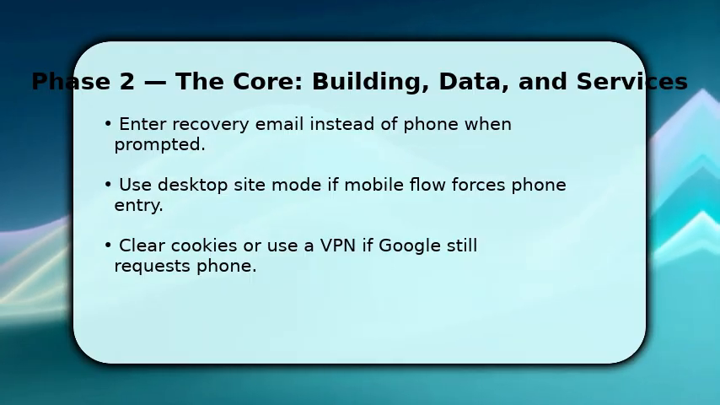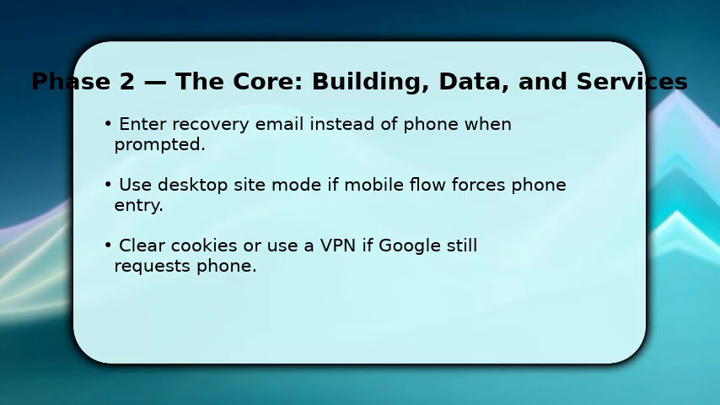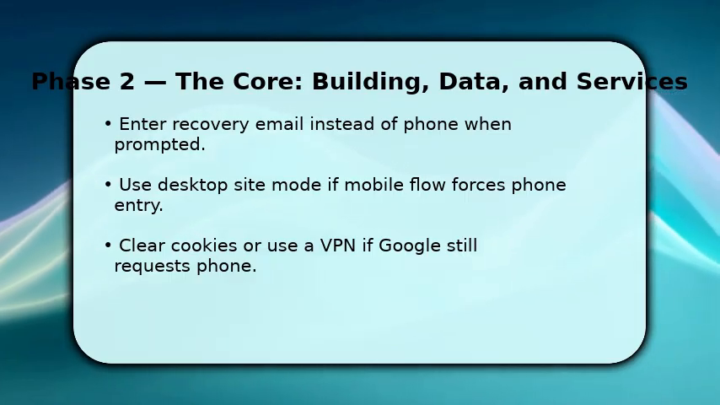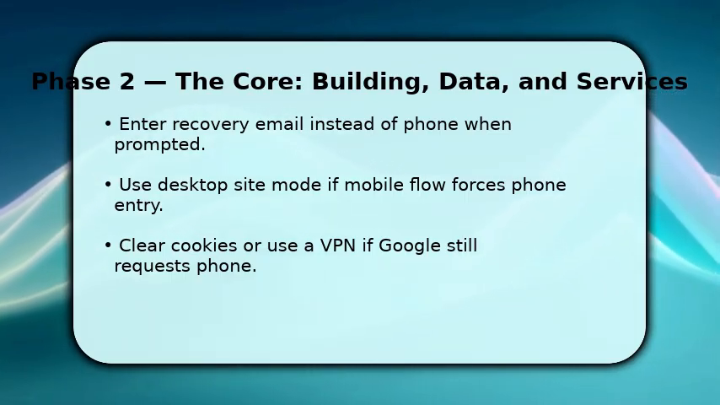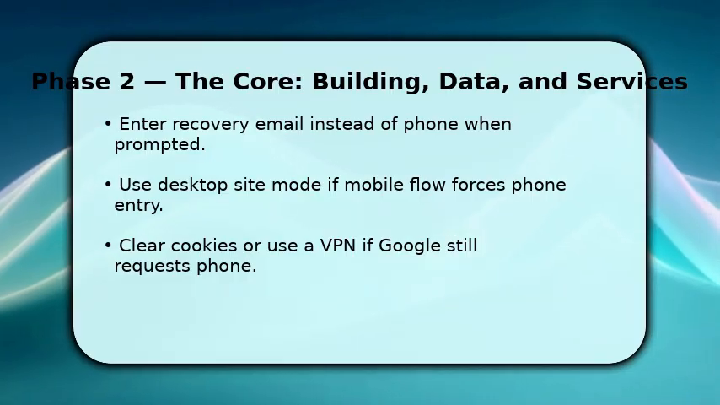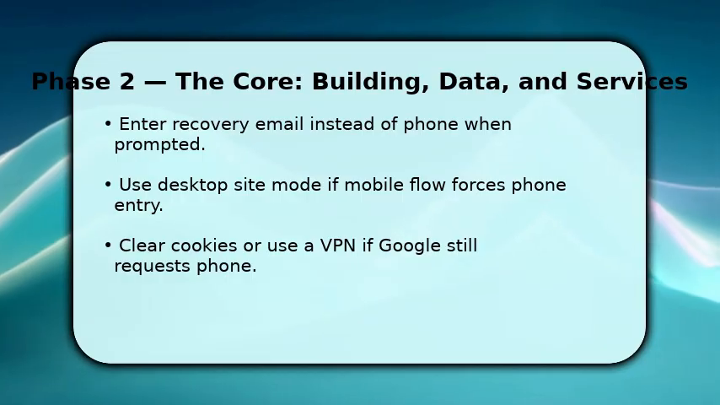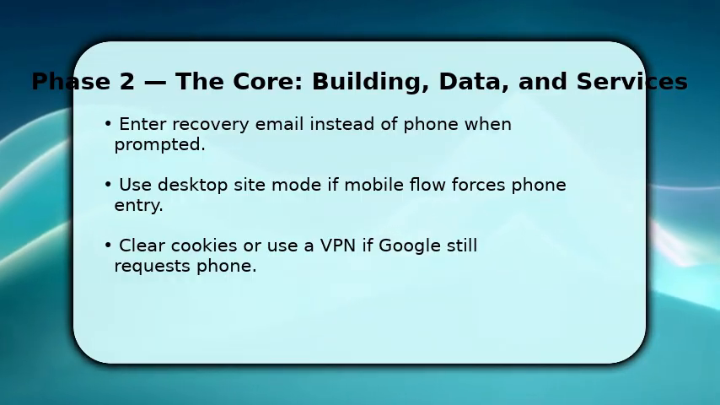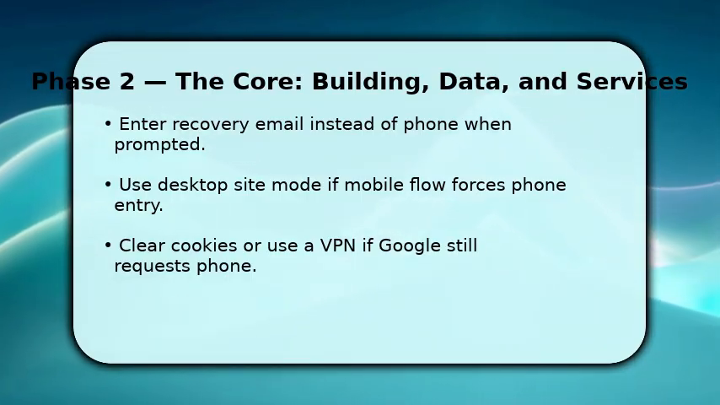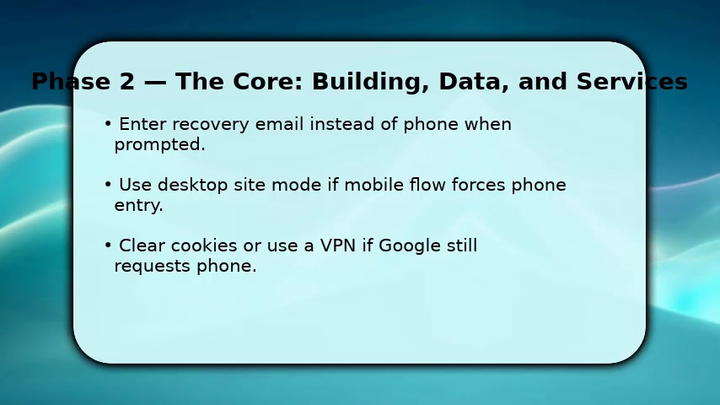If the mobile form hides that choice, switch Safari to Request Desktop Site. This reveals alternate flows. Once done, fill birthdate and gender fields honestly. Unusual data can trigger phone checks, so keep it typical. If Google still insists on a number, clear site data or enable a VPN to change your apparent location. Then retry the Create Account flow.